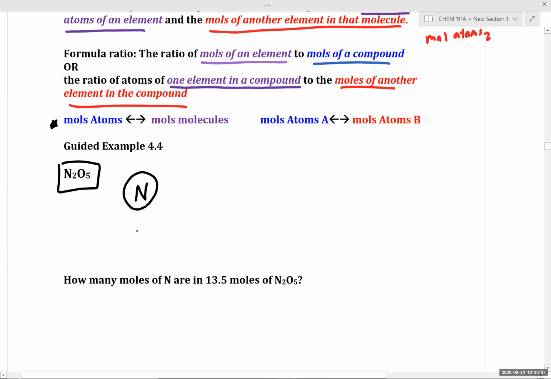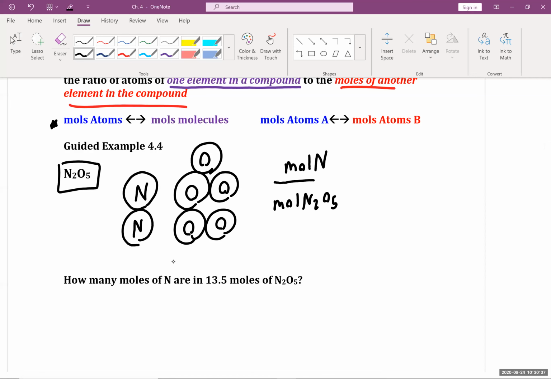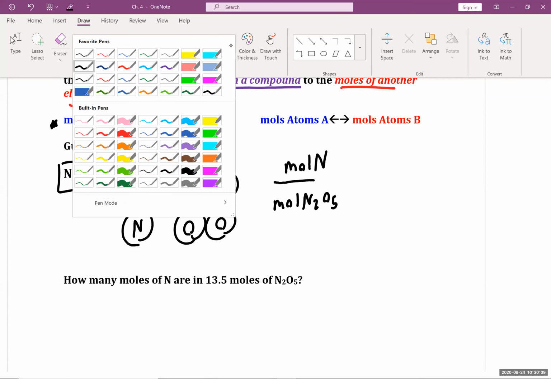Looking at N2O5, let's draw just a picture of N2O5, drawing out each of my element symbols. My first question to all of you is, how many moles of nitrogen do we have per mole of N2O5? So in one molecule of N2O5, how many nitrogens do we see? How many nitrogens do we have?